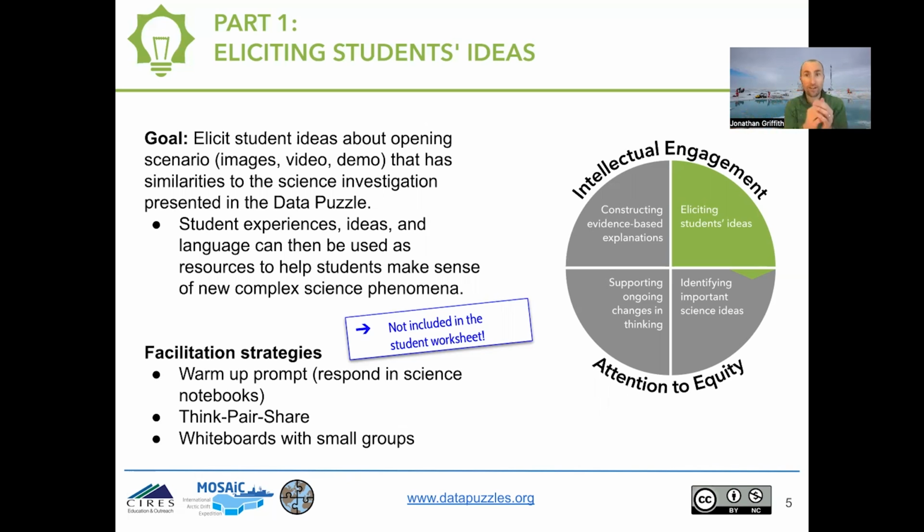And then we want to connect those two, using resources to help them feel more comfortable about something new. Facilitation strategies for this include utilizing the opening scenario as a warm-up prompt, something that they could respond to in a science notebook, through a think, pair, share discussion, or a whiteboarding or butcher paper activity where students respond to the opening scenario in small groups.